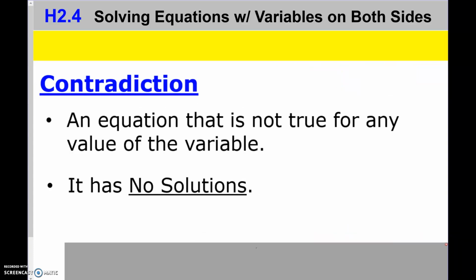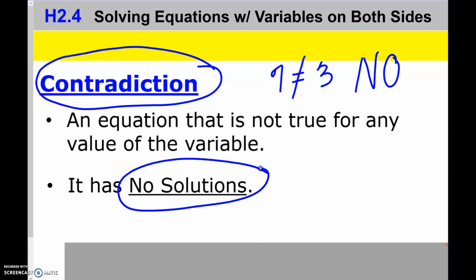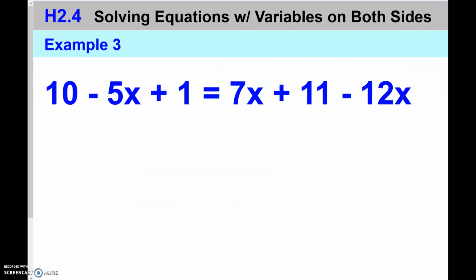Okay, whereas on the other hand, if we end up with a contradiction, does 7 equal 3? And that answer is no. So what happens is that's a contradiction. This is not equal. So that means that there are no solutions. There is no number that we can put in to make this work. All right, let's see how this works in some of our samples here.